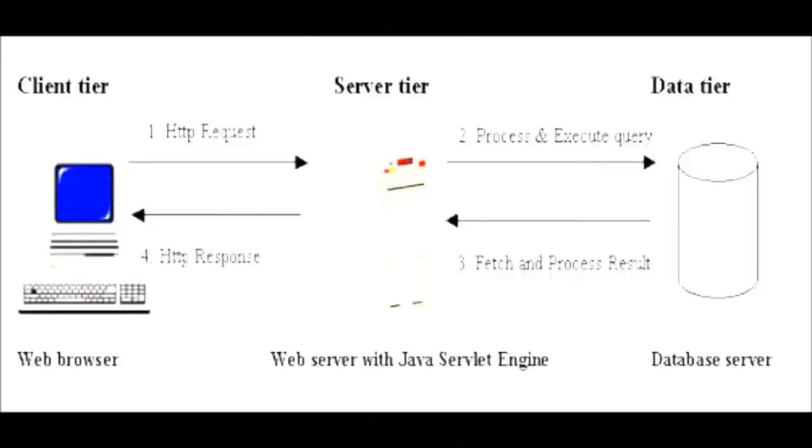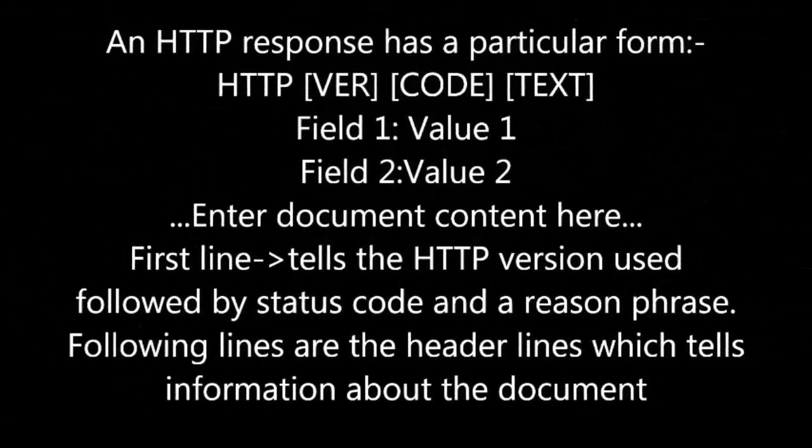Now, third step is the server response. When the client sends the HTTP request to the server, the server processes and executes the request. It fetches and processes the result and sends it back to the client as an HTTP response. Now, an HTTP response has a particular form as shown on the screen. The first line tells the HTTP version used, followed by status code and reason phrase. And the following lines are the header lines which tell the information about the document.